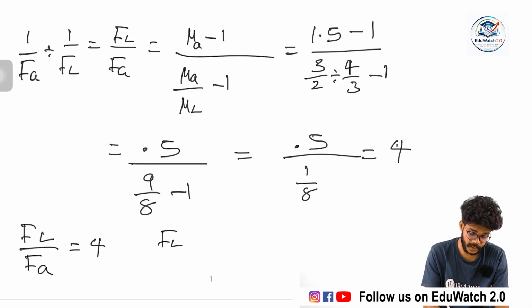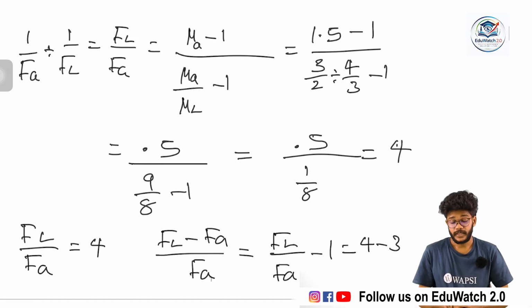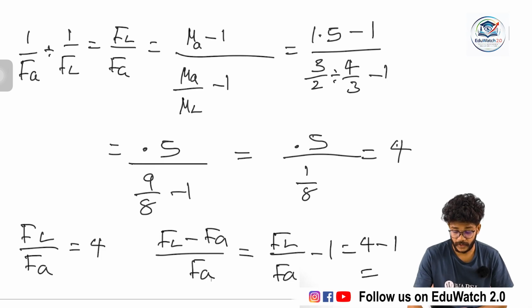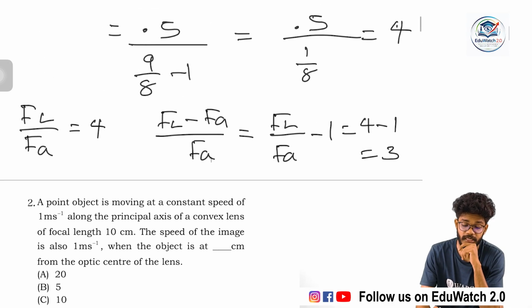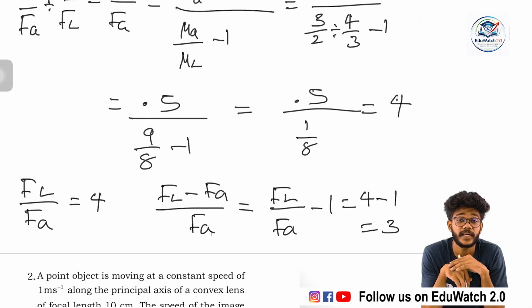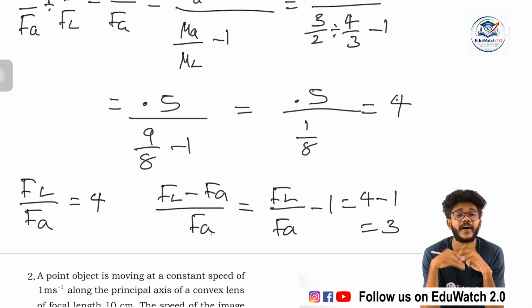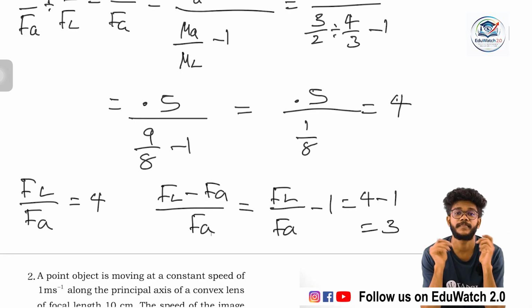So (f_L minus f_a) by f_a is actually f_L by f_a minus 1, which is equal to 4 minus 1, which is equal to 3. Multiplied by 100 percent, the answer is 300 percent. That is positive. So what does that mean? An increase in focal length has been made here of about 300 percent.